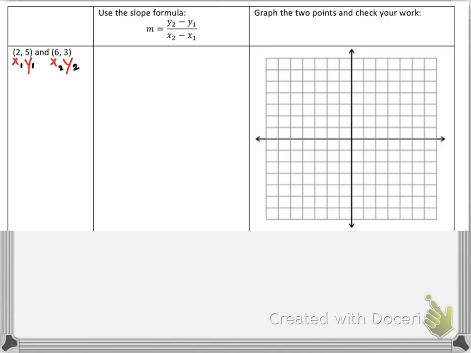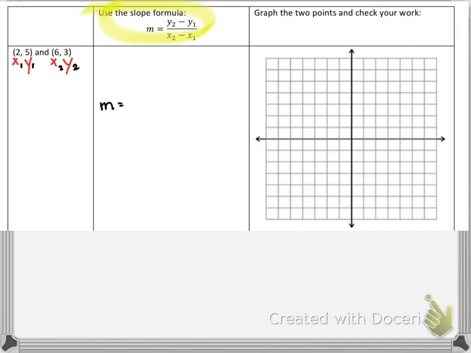So, as you can see here, the slope formula has been written out for us. M is equal to y2 minus y1 over the quantity x2 minus x1. Now, most instructors will not give you this on a quiz or a test, so you might want to think about memorizing it before you get to that point. So let's just start plugging things in.